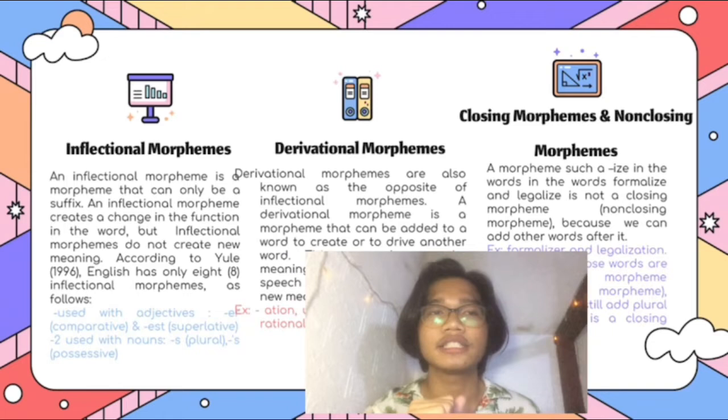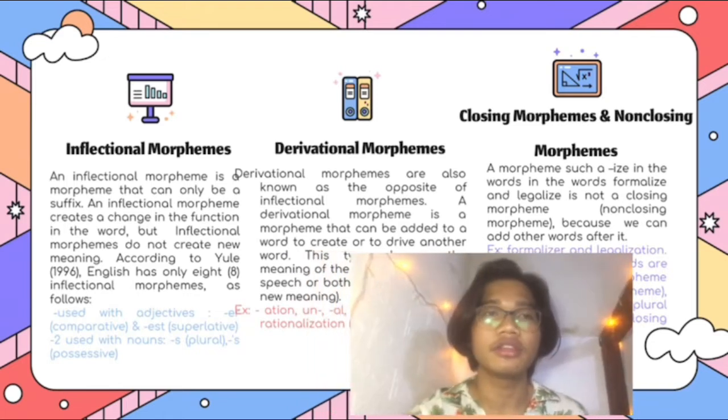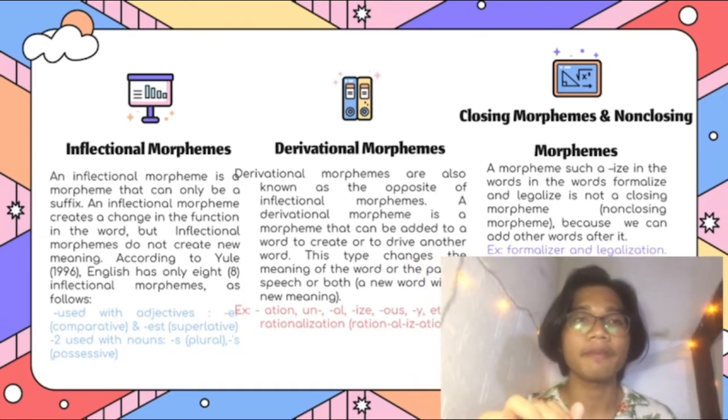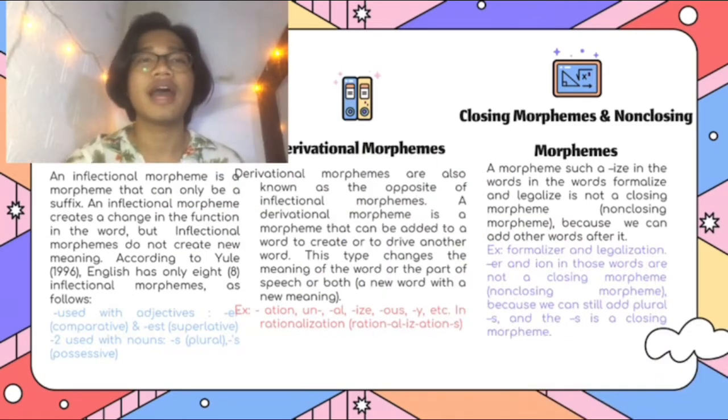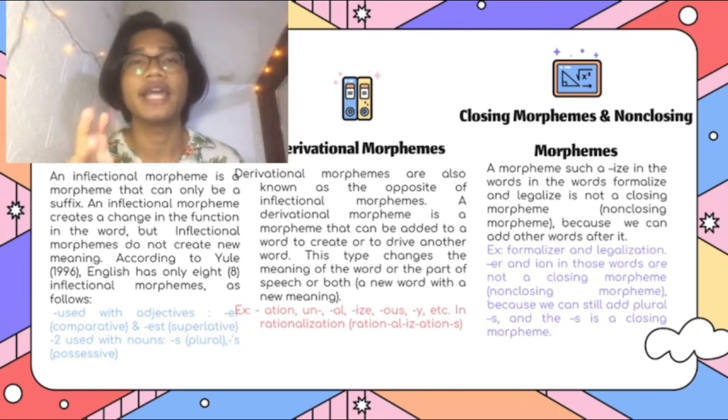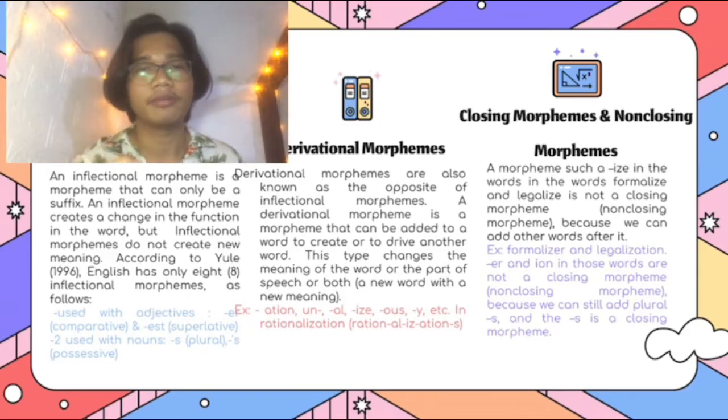Okay, and the last subtype of bound morpheme is closing morpheme and non-closing morpheme. A morpheme such as the suffix -ize in the words formalize and legalize is not a closing morpheme because we can add other morphemes after it. For example, formalizer and legalization. The suffixes -r and -ation in those words are not closing morphemes.